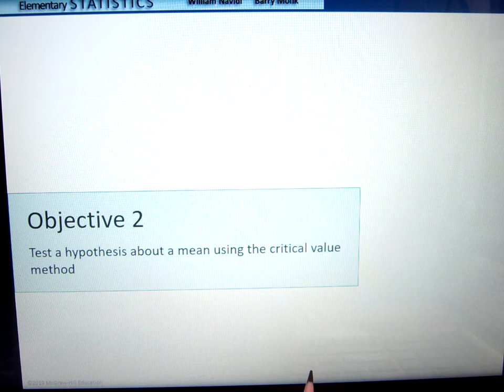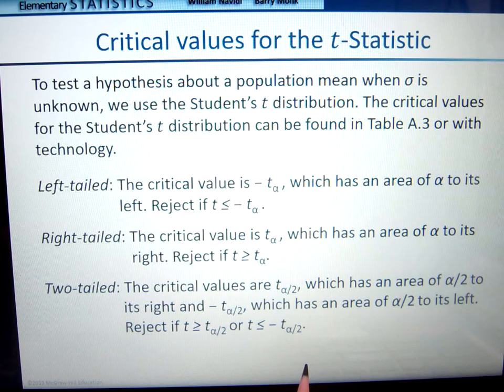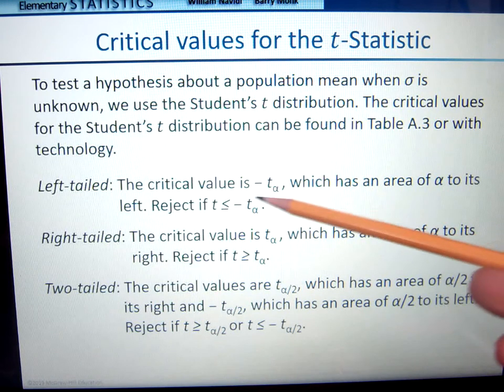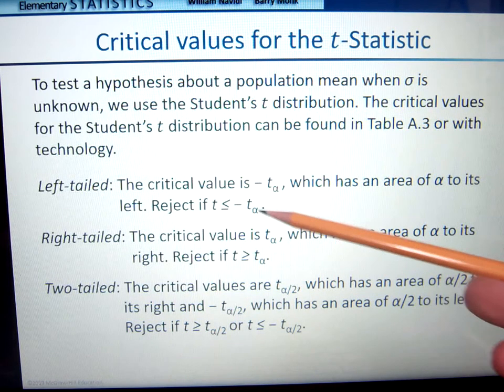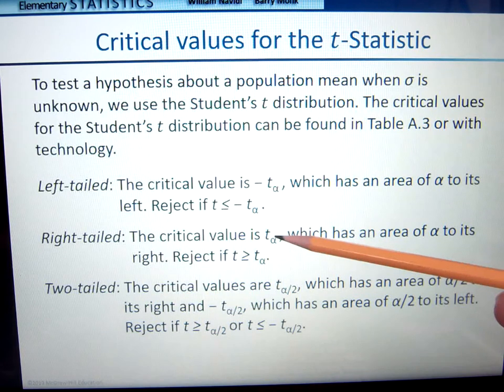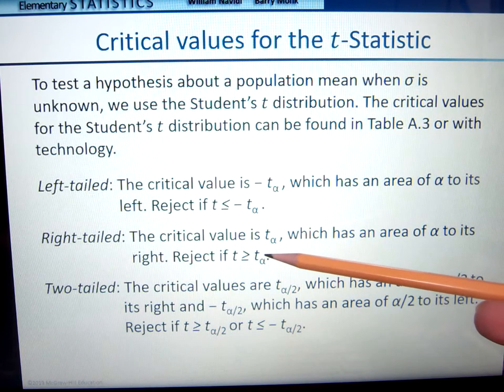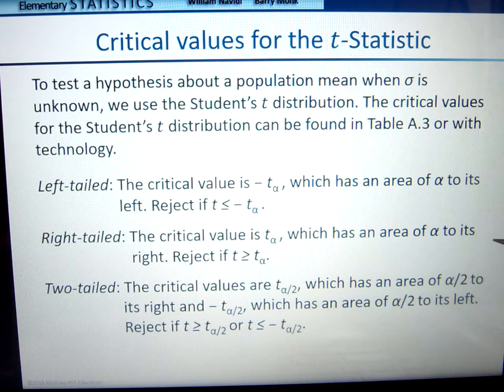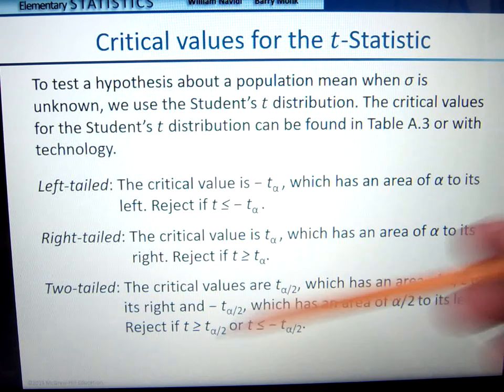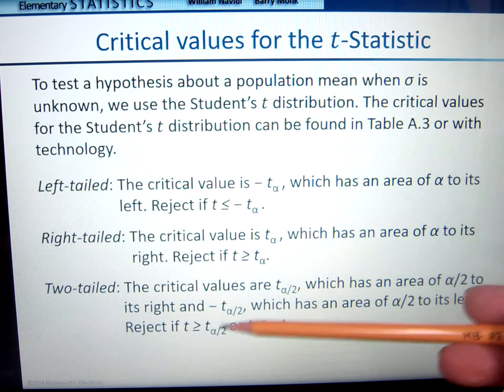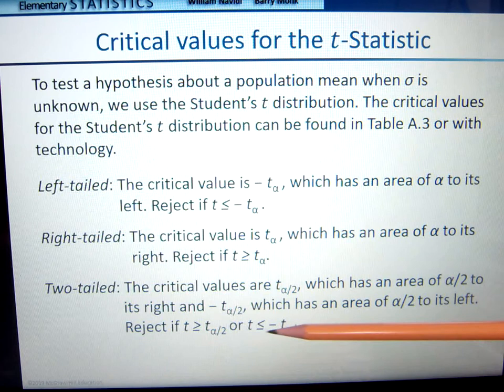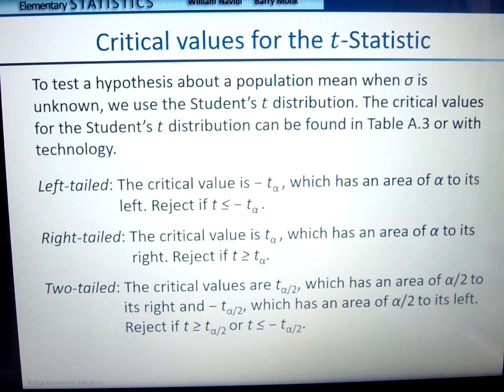Okay, test hypothesis about the mean using the critical value method. Here we have the left-tailed and the right-tailed and the two-tailed again. So similar to before, we have t is less than or equal to negative t alpha. For the right-tailed, t is greater than or equal to t alpha. And then for the two-tailed test, you're going to look at each side. So you're going to have t is greater than t alpha over 2, or t is less than negative t alpha over 2.